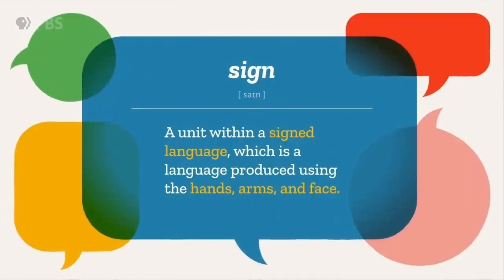Second, we use sign in a signed language. Here we mean a language which is produced using the hands, arms, and face, compared to a spoken language, which is produced using the tongue, lips, and throat. So the signs that make up sign languages are a subset of the first kind of signs, as are spoken words, the kind of signs that convey a meaning beyond themselves.